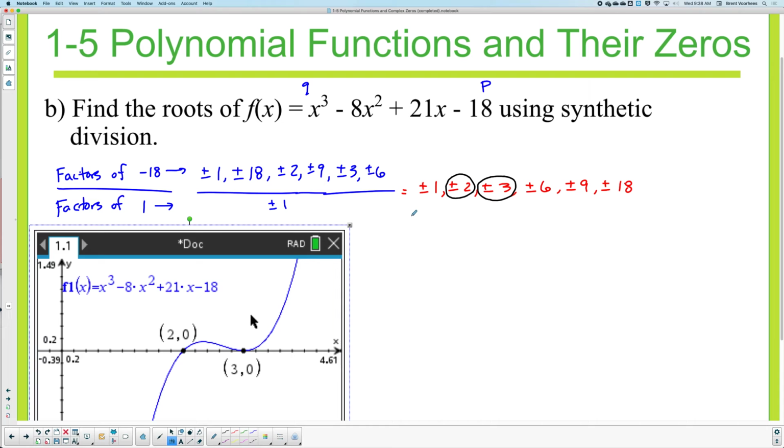What are the only numbers in this list that would give us 0 when we do synthetic? 2 and 3. Everything else will give us a different remainder. Would you like me to prove that to you? Yeah, it'd be helpful to see. Let's just take 1. We'll try 1 real quick, and then we'll erase it. Let's just say, what if you were like Isaac Newton, you just wanted to guess, and you said, okay, x equals 1. I want to try that. And so you write out your coefficients: 1, -8, 21, and -18.